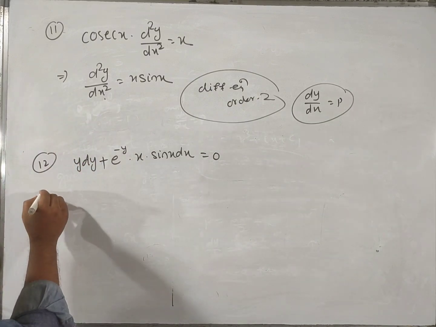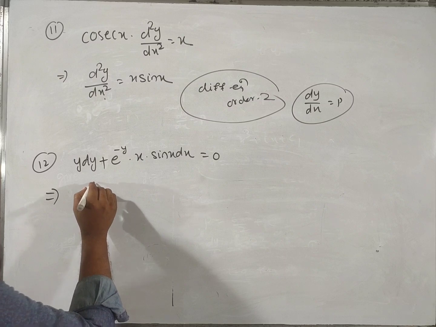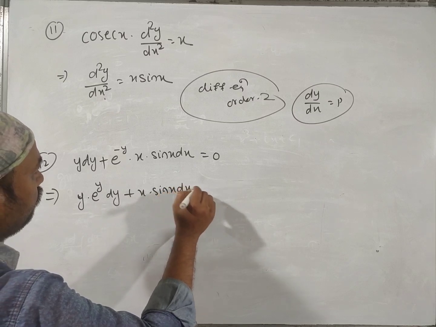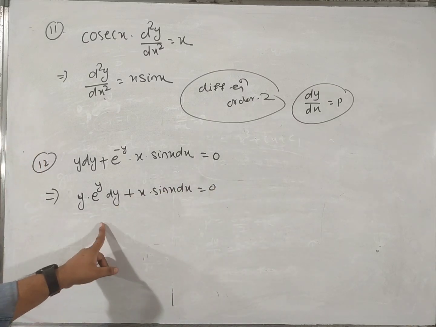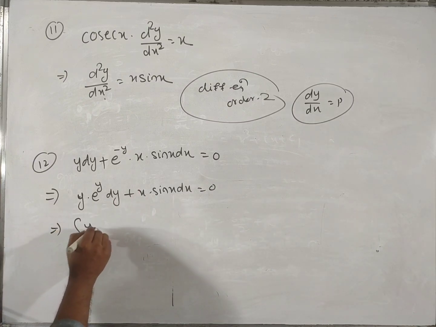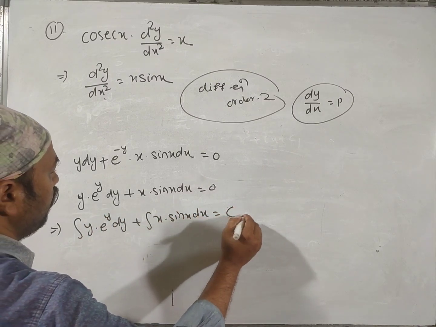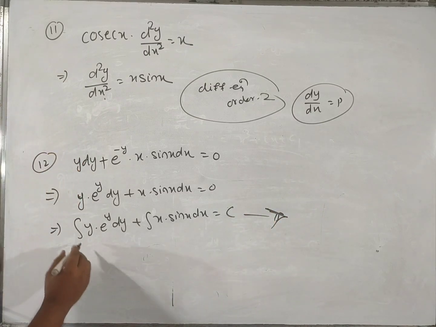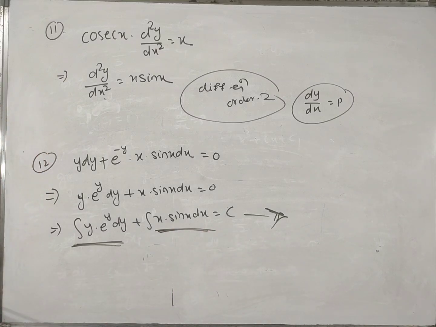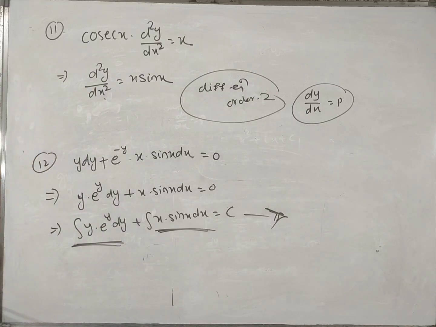Similarly, in problem number 12, it will be in the form of y·e^y dy + x sin x dx = c, and it is a variable separable form, and we have to integrate it only one time. In both of the cases, we have to apply the by parts formula. Here we apply the by parts formula, and again here we apply the by parts formula, and the result will be here. These are very easy, simple problems, so I am going to skip them and go next to problem number 13.